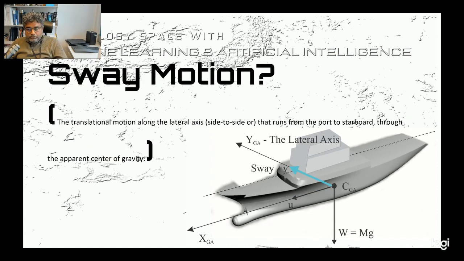So the next term would be sway motion. The sway motion can be defined as a translational motion along the lateral axis that runs from port to the starboard side through the apparent center of gravity. In this figure, I'm representing the sway motion by V, and YGA represents the lateral axis for that vessel.